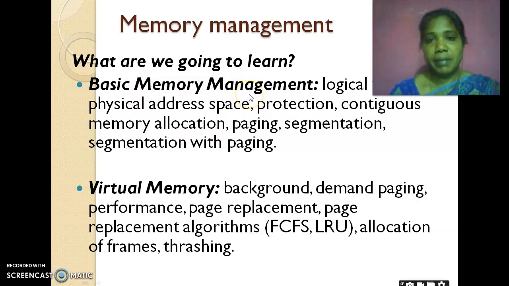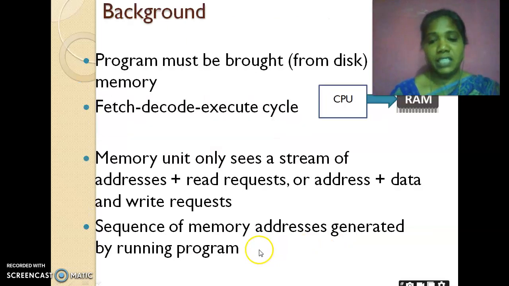Basic memory management covers logical versus physical address space, protection, contiguous memory allocation, paging, and segmentation with paging. Then virtual memory covers the background, demand paging, performance, and page replacement algorithms. There are two kinds of algorithm: FCFS, that is first come first serve, then least recently used, allocation of frames, then thrashing.